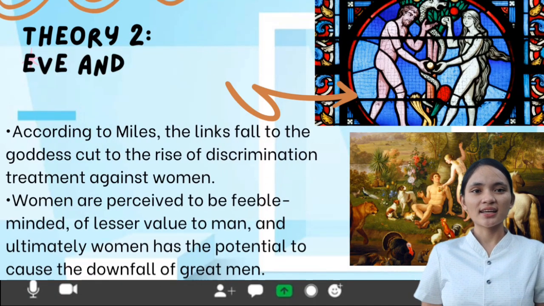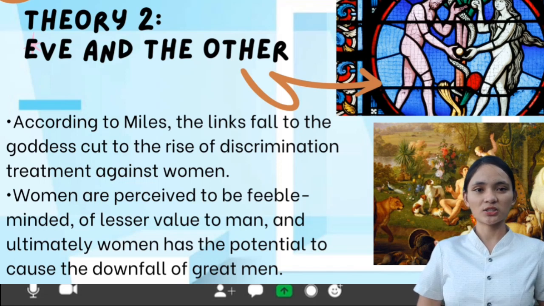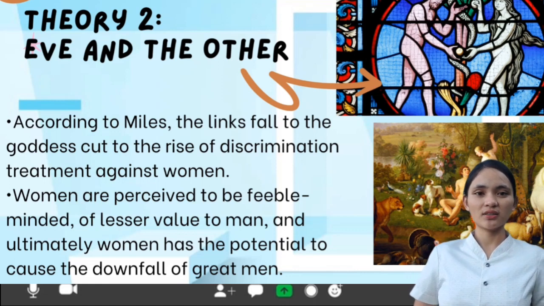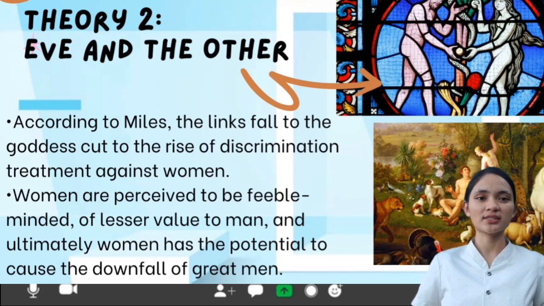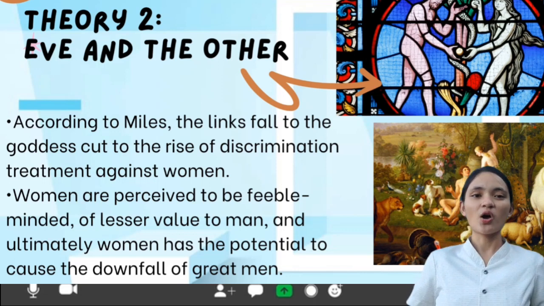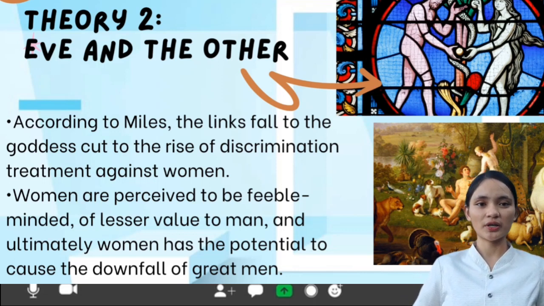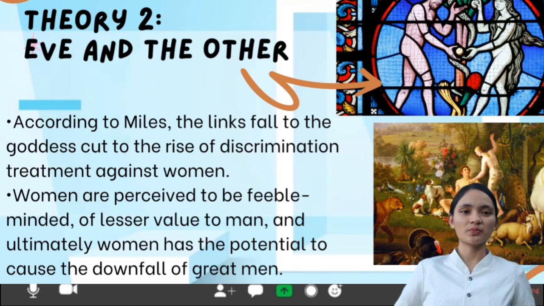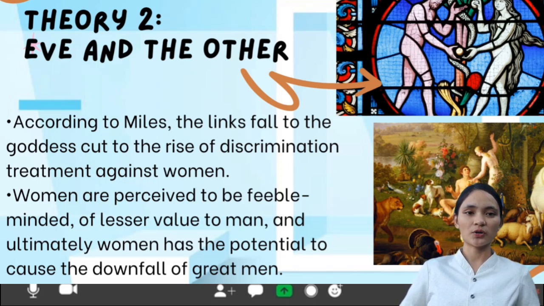According to Miles, the link is the fall of the goddess cult to the rise of discriminatory treatment against women. Women are perceived to be feeble-minded, of lesser value to men, and ultimately as having the potential to cause the downfall of great men. As shown by the story of Eve and Pandora, woman was cast as the bearer of suffering because she was weak-willed and could not be trusted. She could not be allowed to be left alone lest she cause some trouble. Women were the catalyst for men to lose their reason and responsibility.